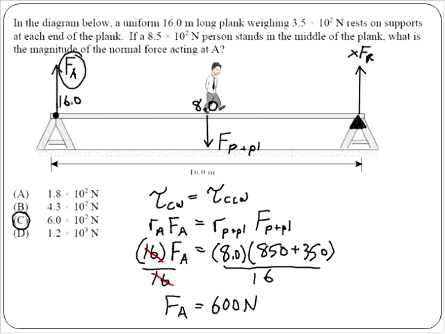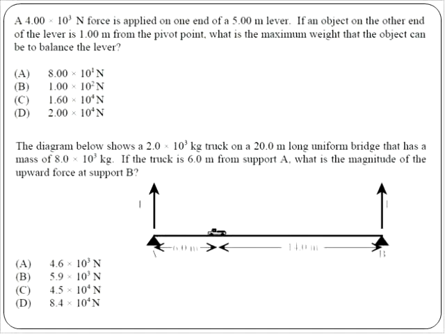All right, moving on. Let's try another one. All of these are done exactly the same way. When there's no diagram given, it's always helpful to draw one. So here's our lever. The lever is 5 meters long, it says. And it says we've got an object or a force at one end. So here's a force at one end of the lever, right here.